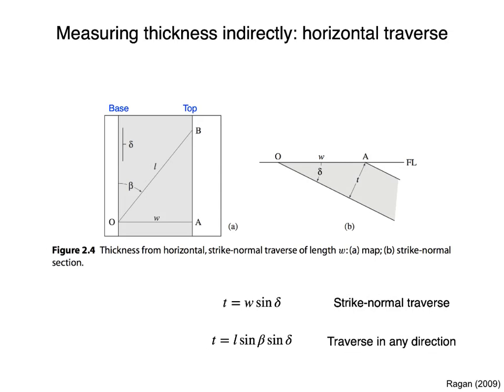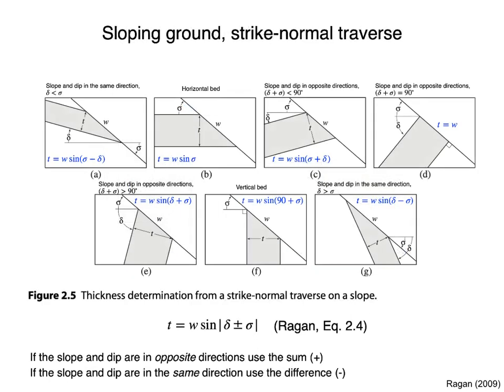If the traverse from the base to the top of the layer is perpendicular to the strike direction, we use the first equation, where W is the length of the traverse. If the traverse is oblique to the strike direction, we use the second equation, where L is the length of the traverse, delta is the dip of the layer, and beta is the angle the traverse makes with the strike of the layer. The calculation becomes more complicated if the traverse is along sloping ground.